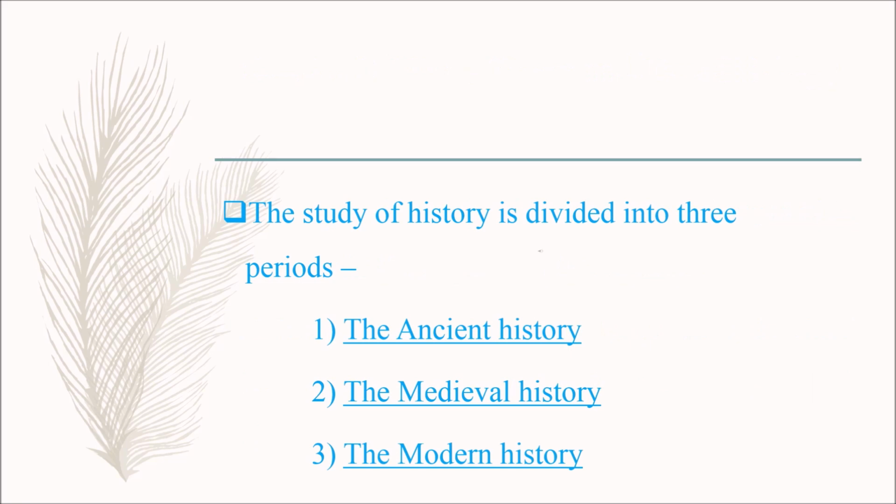The study of history is divided into 3 periods. The first one, the ancient history. The second one, the medieval history. And the third one, the modern history. Ancient means earliest. Medieval means Middle Ages. Modern means relating to the present or recent times.